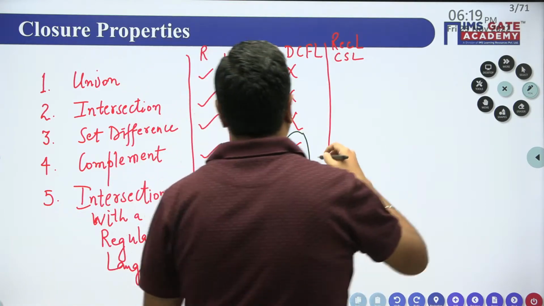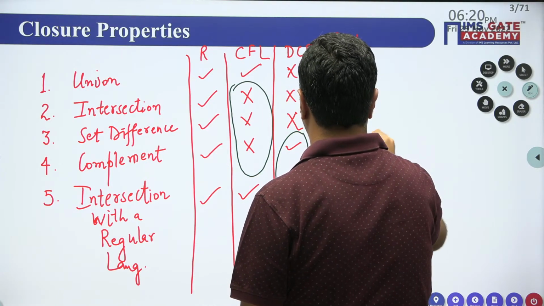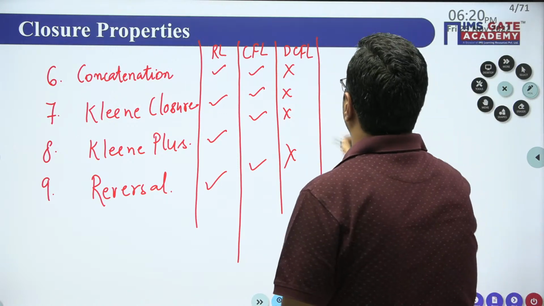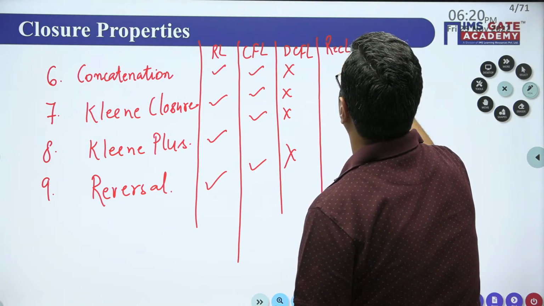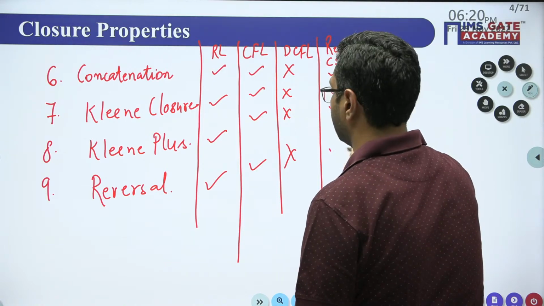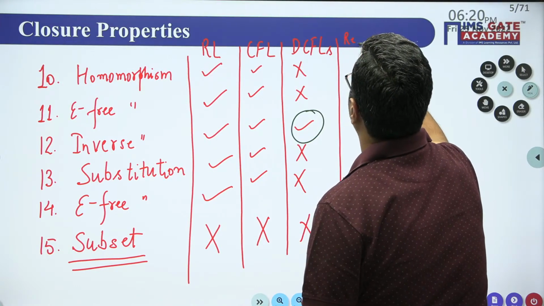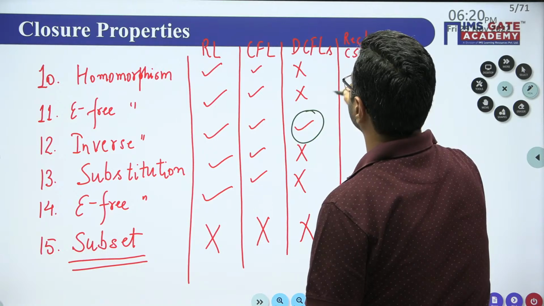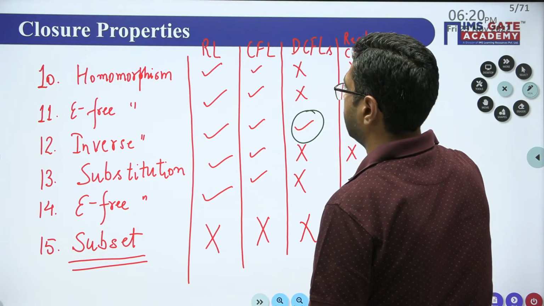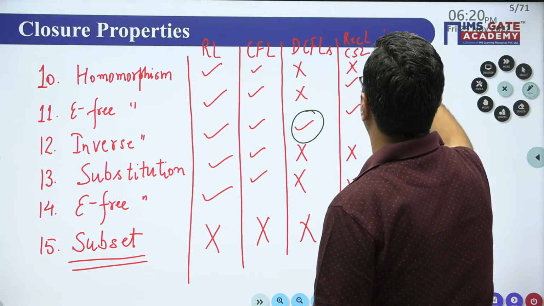So let's see how the table looks. They are closed under all the operations. So we have recursive languages and we also have context-sensitive languages. They are closed under all the operations except homomorphism and substitution, as I suggested. Homomorphism is not closed and substitution is also not closed. Apart from this, all other things are closed. And even subset, as I said, is not closed anywhere, right?